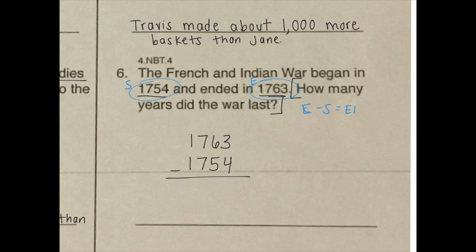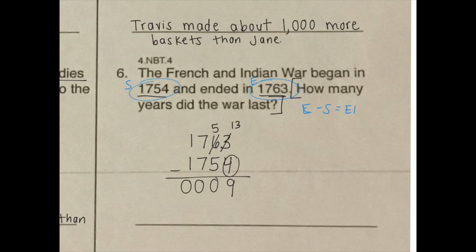3 minus 4, more on the floor, so I go next door and get 10 more. I'm taking away a 10 from the 6, so it changes to 5, and I'm adding a 10 to the 3, so it changes to 13. 13 minus 4 equals 9.